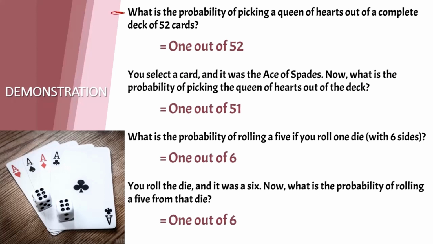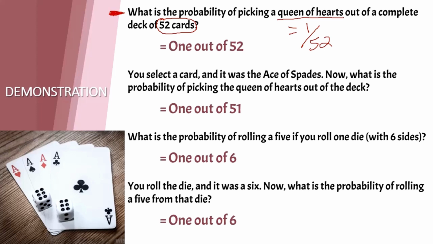So on this first question right here, for probability, I'll bring in a deck of cards, and I'll say, what is the probability of picking a queen of hearts out of a complete deck, which is 52 cards. A complete deck of cards is 52. And there's one of each kind of card in the deck. So the probability of picking a queen of hearts out of the deck of 52 is going to be 1 out of 52, because there's only one queen of hearts and there's 52 cards.